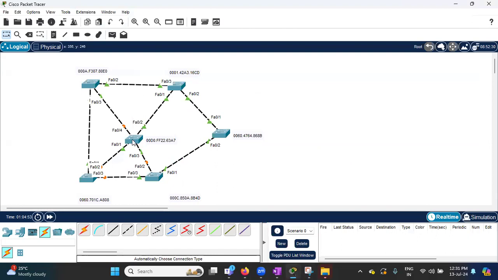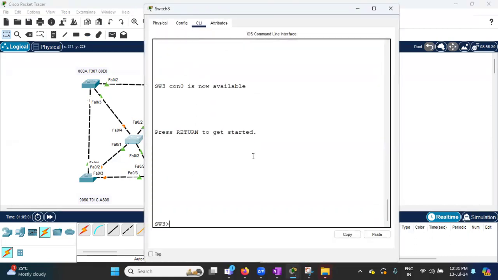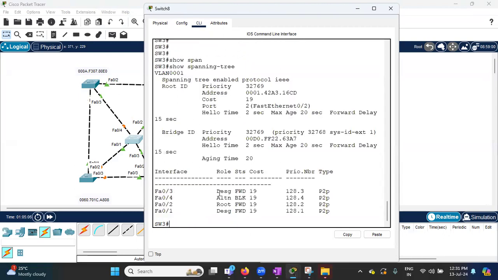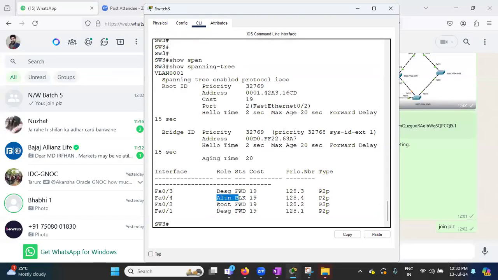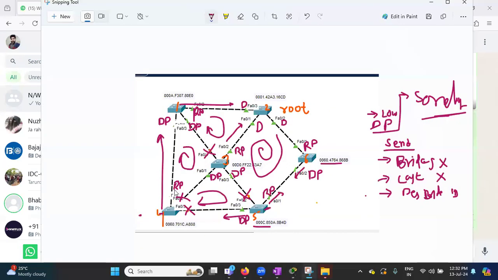Then the third switch: 2 DP, 1 blocking, 1 root port, right? Show spanning tree. So 2 are designated, 1 is blocking, 1 is the root port. You can see here as well, 2 DP ports, 1 block, and 1 root. Correct, proved. Then the fourth: 2 blocking, 1 root port.